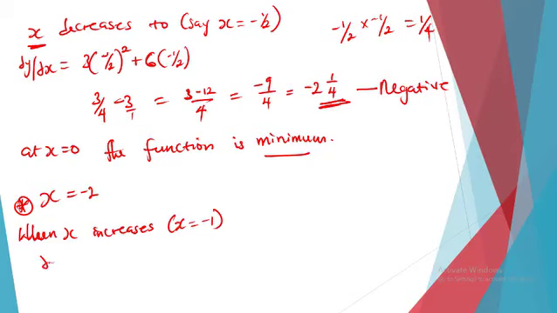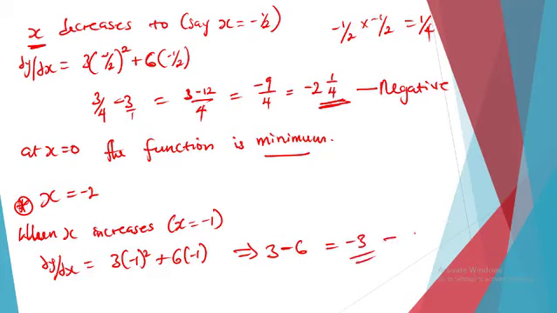So we have our dy over dx equal to 3 into minus 1 squared plus 6 into minus 1. And this will give us minus 1 squared is 1 times 3, we have 3, plus 6 times minus 1 will give us minus 6, and this is minus 3. This is negative.